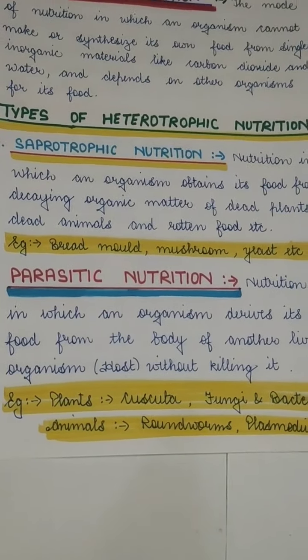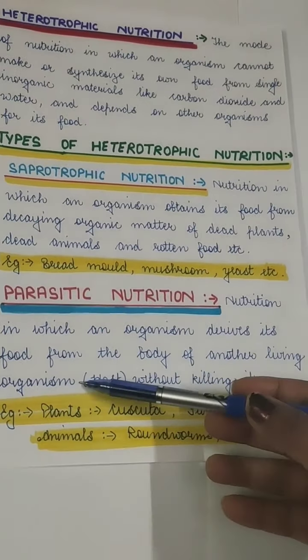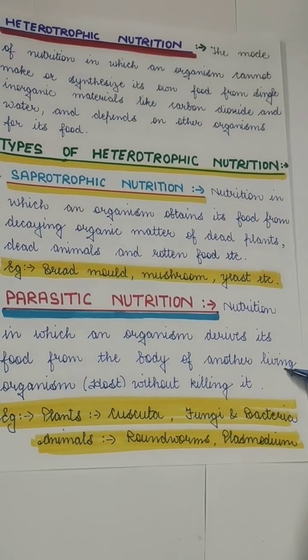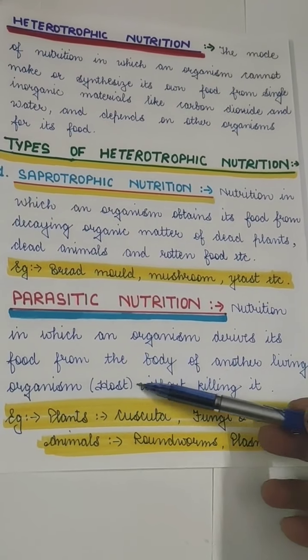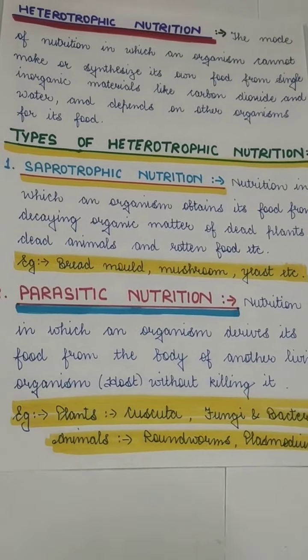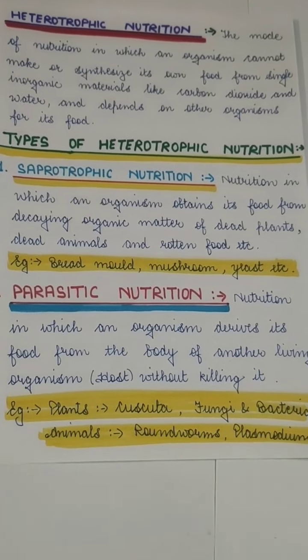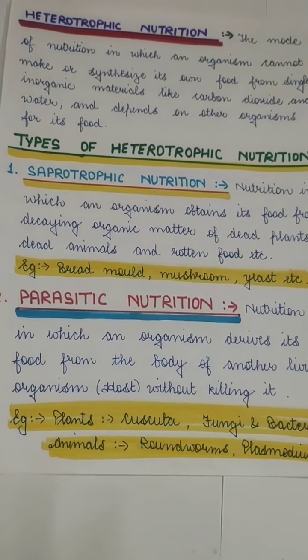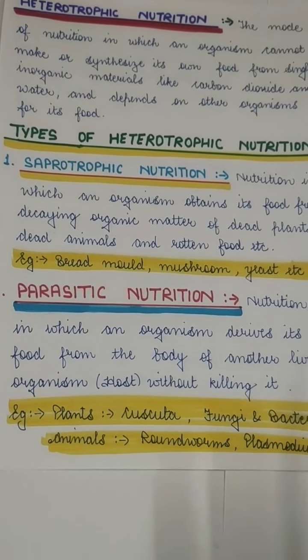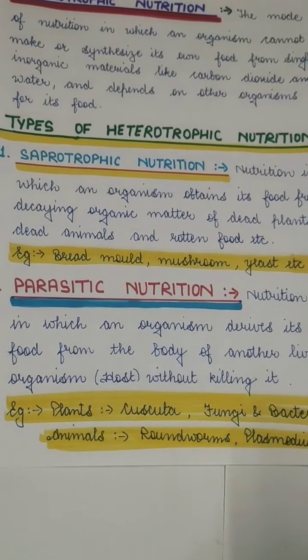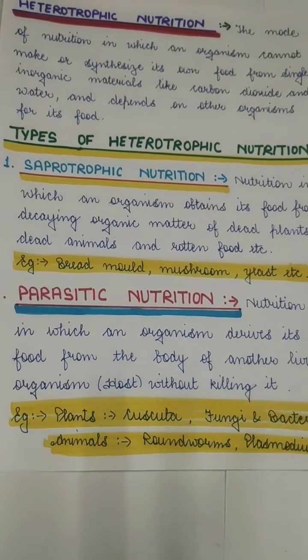So nutrition in which an organism derives its food from the body of another living organism or host without killing it. So parasites do not generally kill their host, but if the body is attacked by a lot of parasites, the body can die, a person can die, any animal can die, but generally they don't kill them.